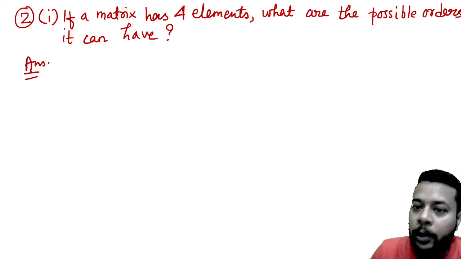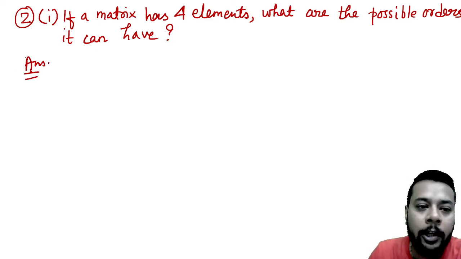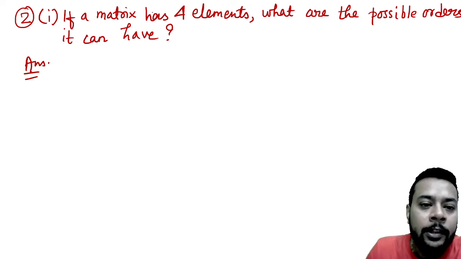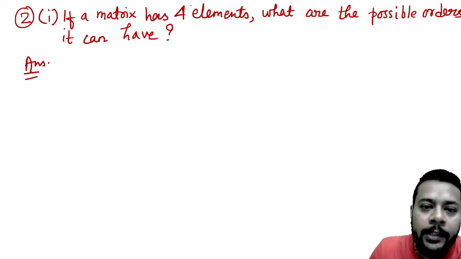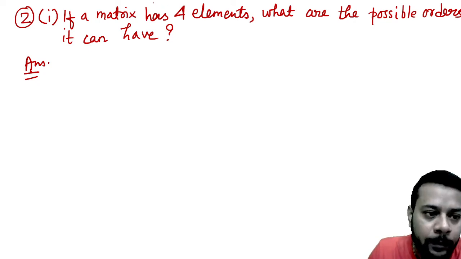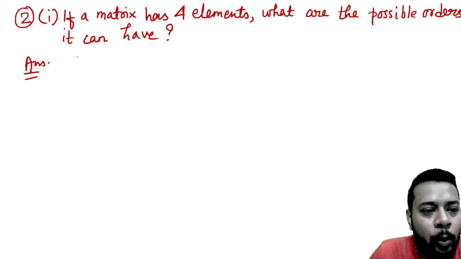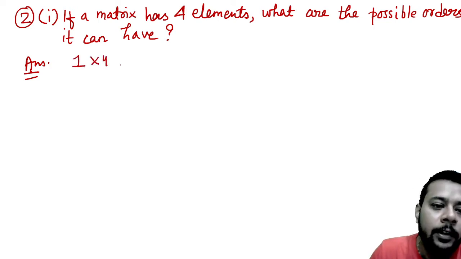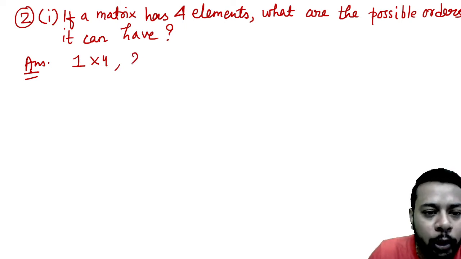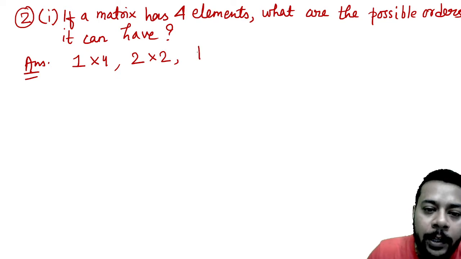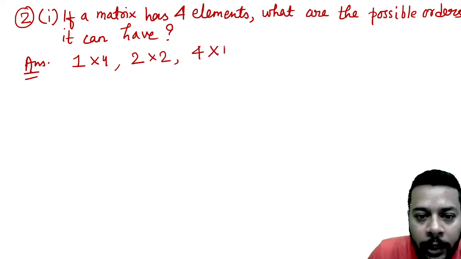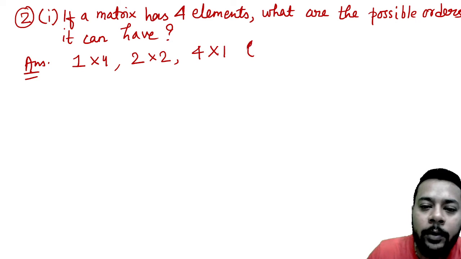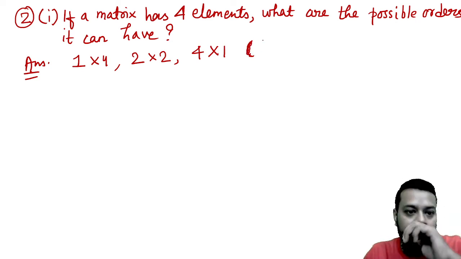Since there are a total of 4 elements and you have to find the possible order of the matrix, start thinking in this way. This number 4 comes in which table? 4 comes first in the 1's table, 4 times. Then 4 comes in the 2's table, 2 times. Then 4 comes in the 4's table, 1 time. So this is how easily you can get the order of the matrix.